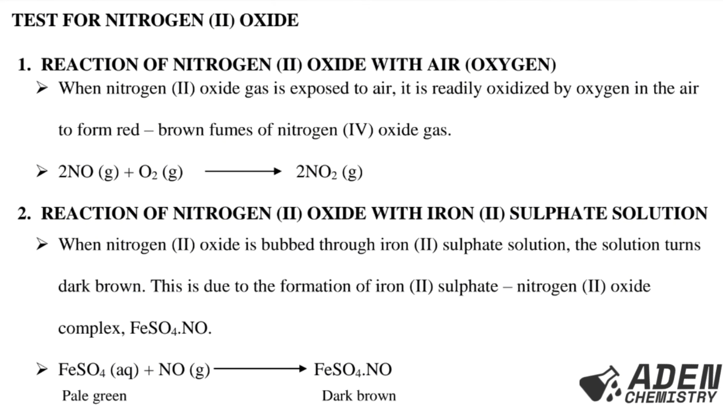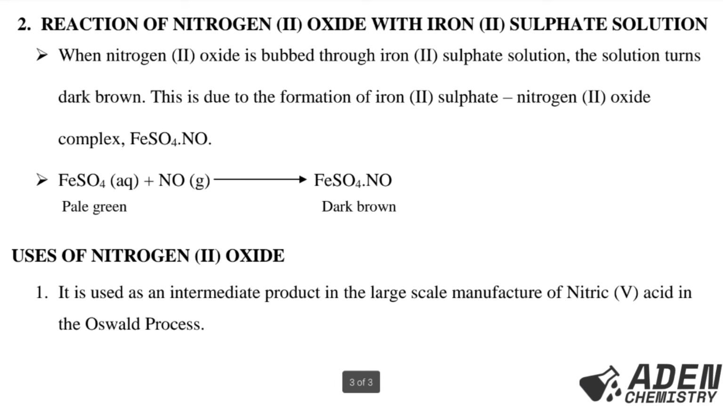What is the reason? This is due to the formation of an iron(II) sulfate nitrogen(II) oxide complex, and that's how it's written in the formula: FeSO4.NO, that's nitrogen(II) oxide. So the reaction will be iron(II) sulfate solution, which was pale green in color, reacting with nitrogen(II) oxide gas, which is a colorless gas. What we are going to get will be a dark brown solution, and that dark brown solution will be the iron(II) sulfate nitrogen(II) oxide complex.